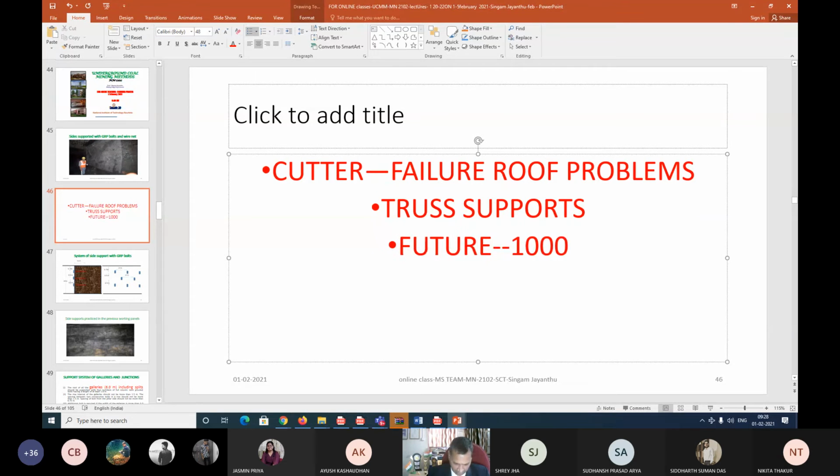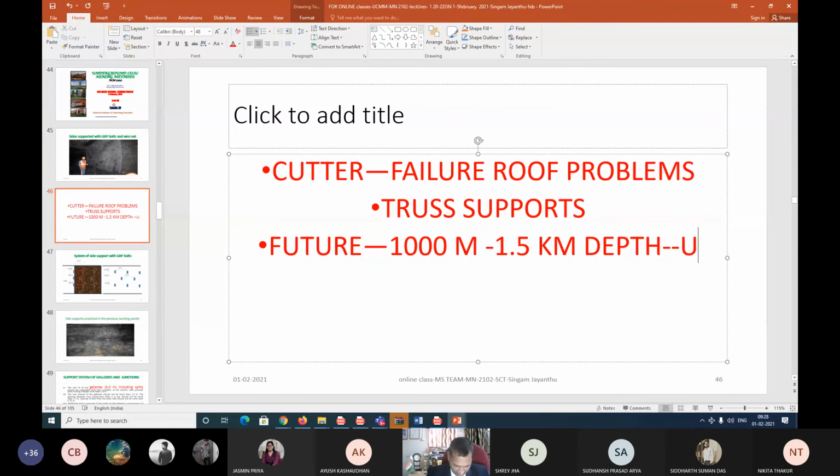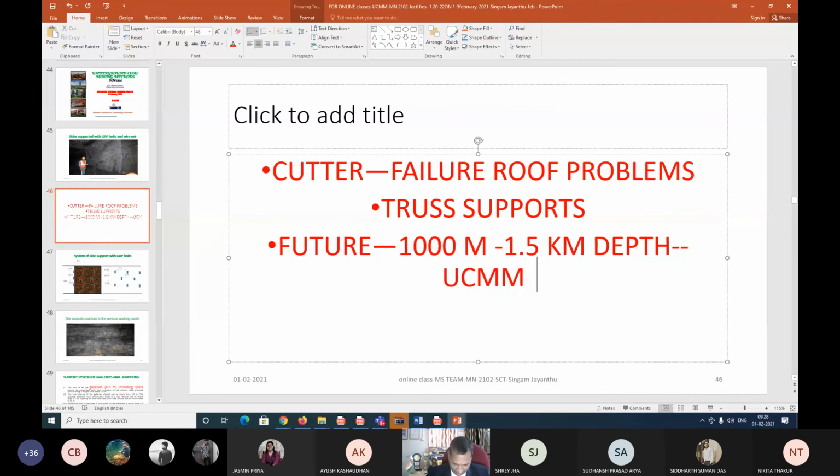When you are going for 1000 meters or 1.5 kilometers depth, whatever you are supposed to mine, what types of methods will you use? Because the future is our underground coal mining, right? So as a student of underground coal mining methods, I wish that you should know a lot of things.